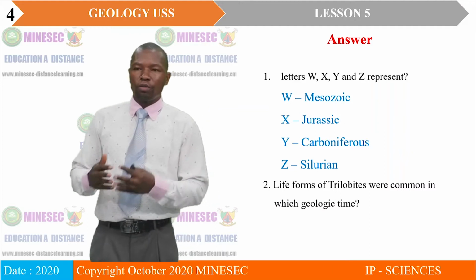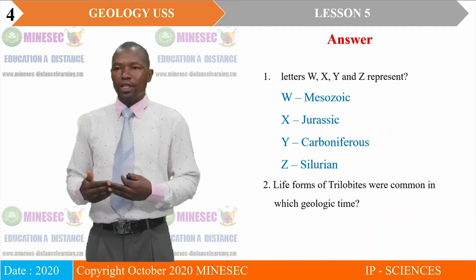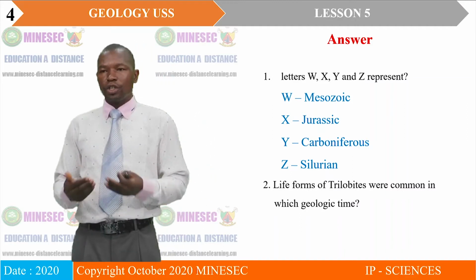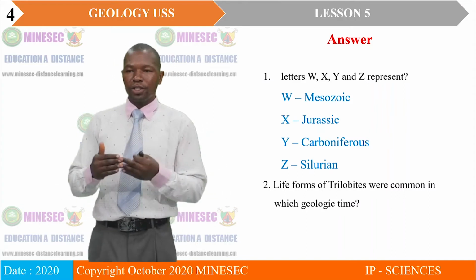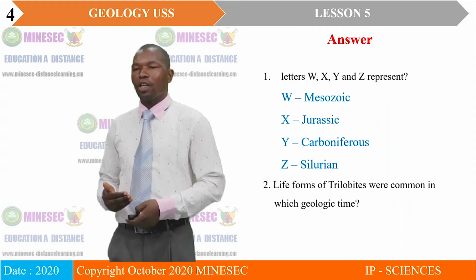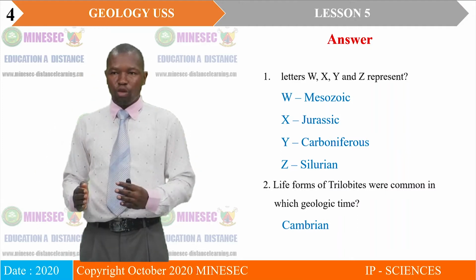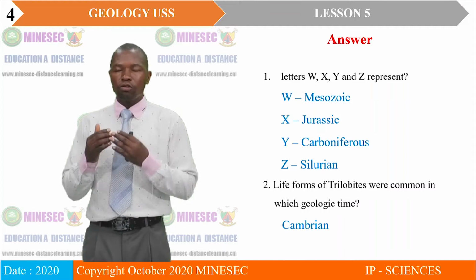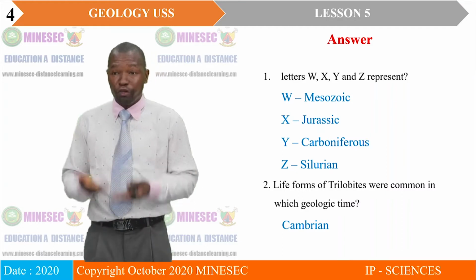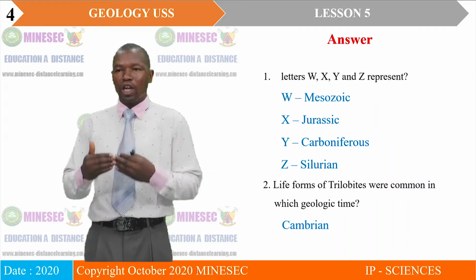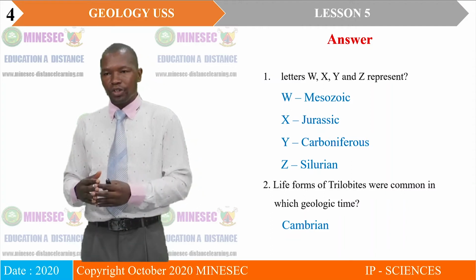Then part 2 of the question required us to say when the life forms of trilobites commonly occurred, that is to give their geologic time. And from our lesson 4, we can say with a lot of precision that it occurred in the Cambrian. Remember that the appearance of trilobites in the Cambrian marked the beginning of fossilization, the reason for which any rock formations before the Cambrian are referred to as Precambrian, and they are azoic, meaning that they lack fossils.